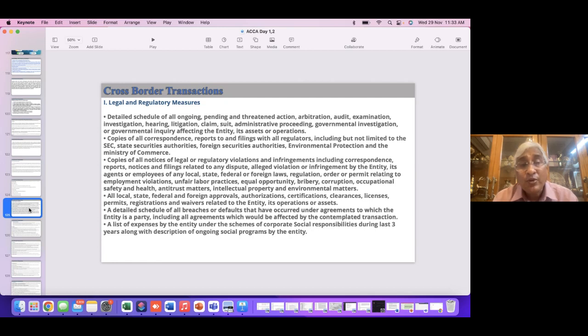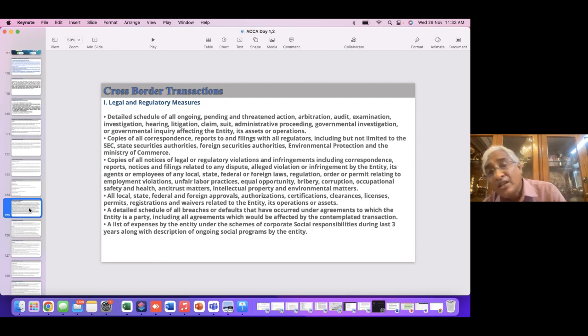So copies of all correspondence, reports to and filing with all regulators, including but not limited to the SEC, Security Exchange Control, state securities authorities, foreign securities authorities, environmental protection, and the Ministry of Commerce. So different legal bodies, in short, the governmental bodies or sometimes the semi-governmental bodies, Ministry of Commerce, Ministry of Banking. Here I have not mentioned Ministry of Banking, but it's again a party for such transactions.